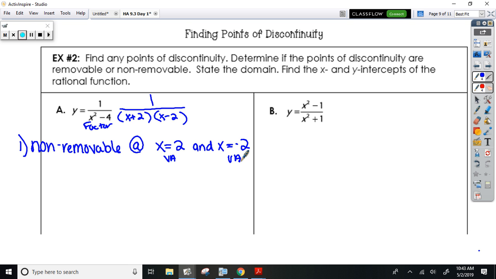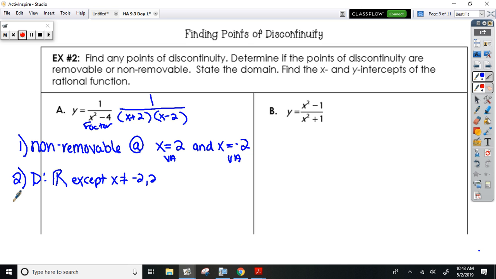State the domain. The domain will be all real numbers except the points of discontinuity. So all real numbers except x cannot equal -2, 2. You can graph this too if you want. You don't have to, but some people like to put it in their graphing calculator.